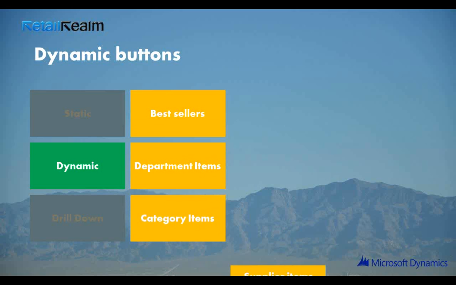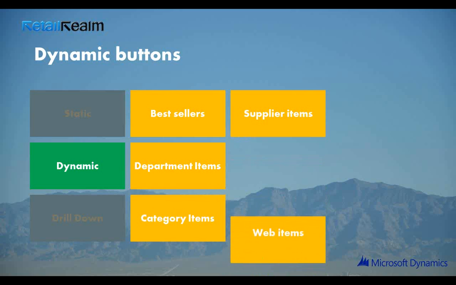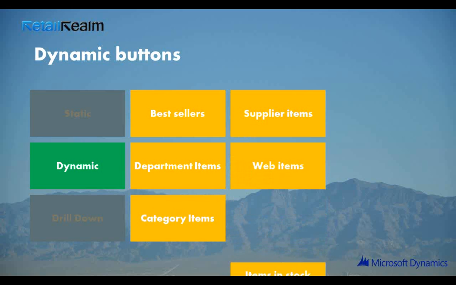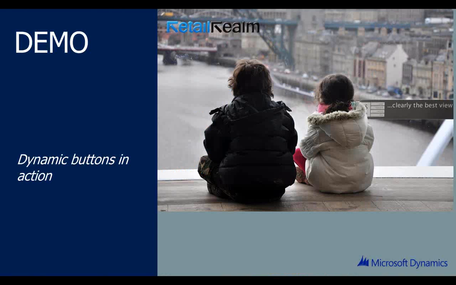So we can do it by department, category, maybe supplier. Maybe you're interested to see what items are on the web or what's in stock. You can do that via the dynamic buttons. So again, we've got a short demo. Let me just switch on to that.